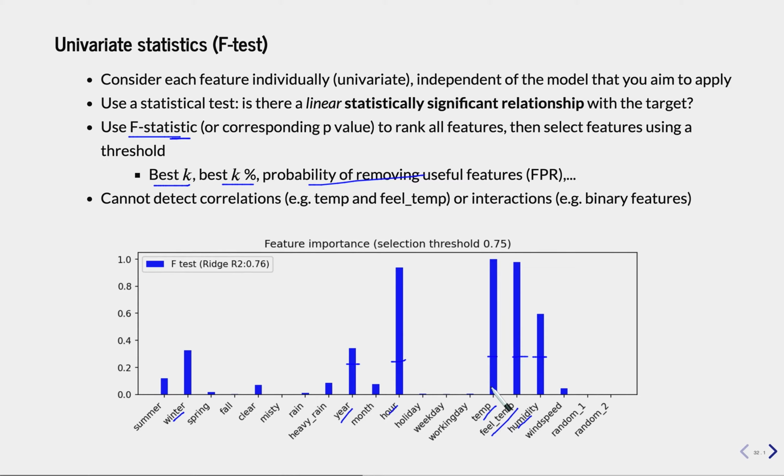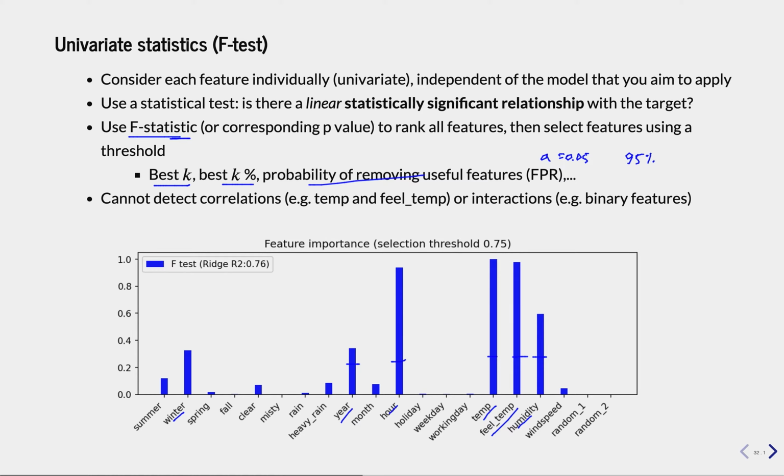So if the F statistic is high, then the p-value will be low. Right? And then basically you put a threshold on the p-value. So only the ones that have p-value lower than that will be selected. Okay, so say that you put the threshold alpha at 0.05, then it means that you remove all the features which have a probability of 95% or higher that they are not important.